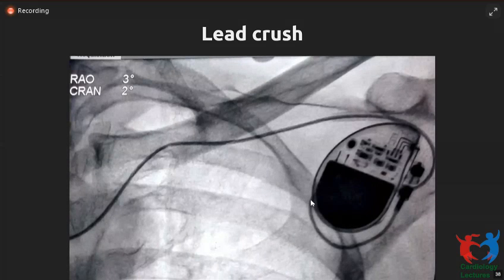So this is a patient who had an implant done somewhere else for heart block. The patient came with lead issues, and on fluoroscopy you can clearly see that there is compression in that place with crimping of the conductor. This is where it typically happens, between the clavicle and the first rib. So this tends to happen with subclavian vein puncture. I'll later discuss some ways you can try to avoid this happening.